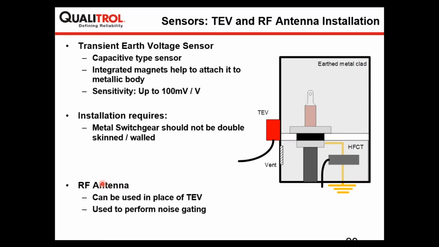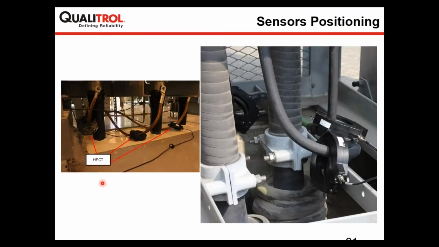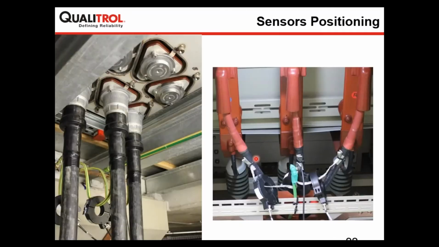So here are some examples of the placement of high frequency current transformers. On the left, you can see there are 3 high frequency current transformers on the individual cable earth shields of a 220 kV cable termination to GIS. On the right side, another example where you have HFCT on the individual cable earth shield, and on the left you can see the example of a sensor along with HFCT.